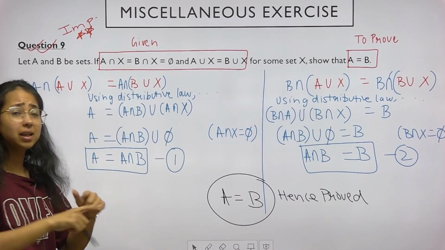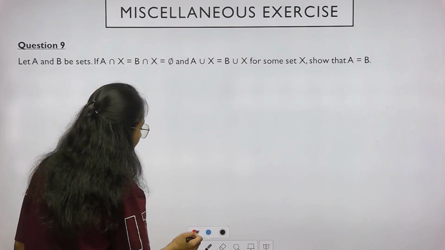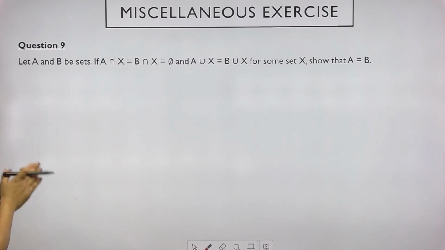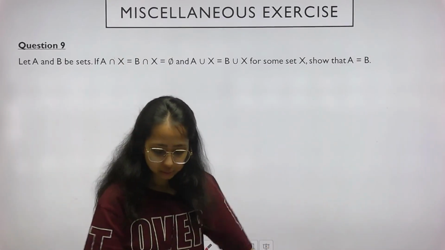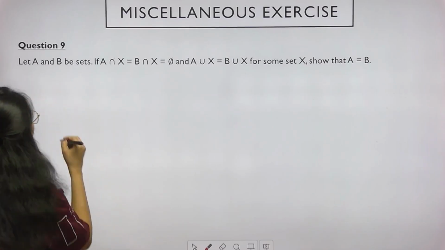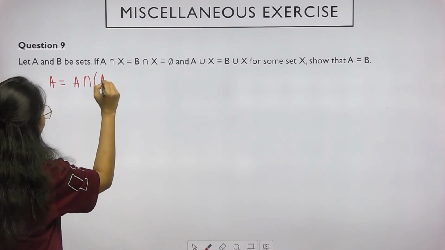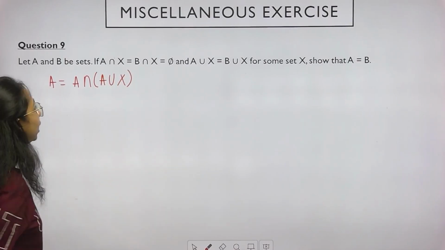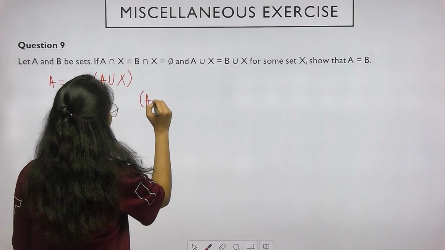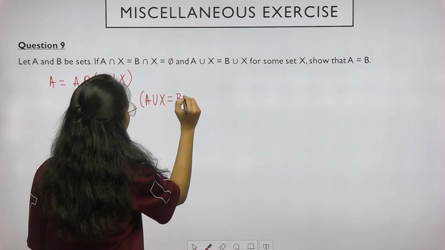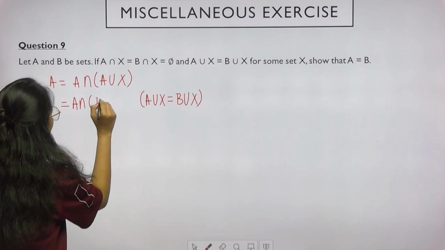Now let's check another way to do this question only. We have this question. This is given and we need to show that particular thing. Let's check how we'll do this. We can write A as A intersection A union X. According to the question, A union X is equal to B union X. So this becomes A intersection B union X.